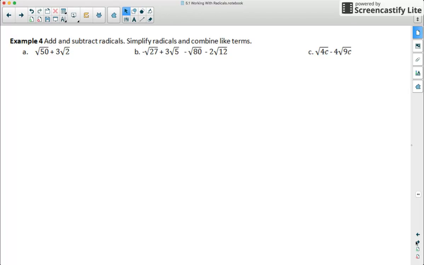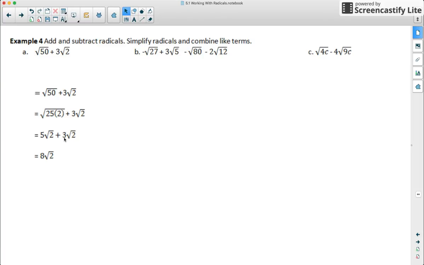Our last examples are looking at adding and subtracting radicals. So what we have to do is simplify these, look for mixed radicals that are like radicals so that we can add or subtract them. So in this first question here, we're going to simplify 50 to 25 multiplied by 2. We can't simplify 3 root 2. That's already in simplest form. So we just leave that. 25 root 2, though, simplifies to 5 root 2. Then we can add these together.